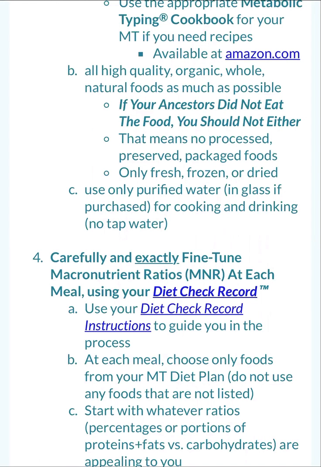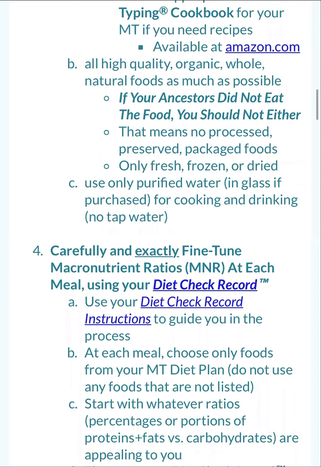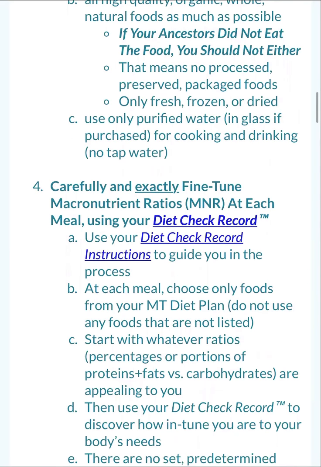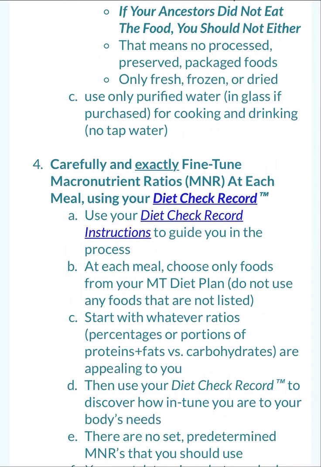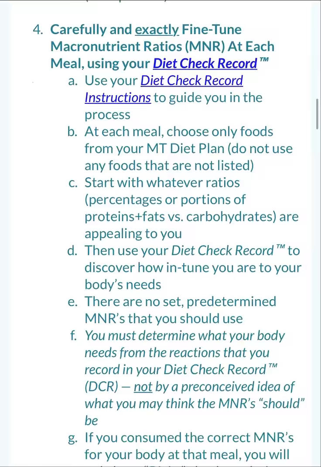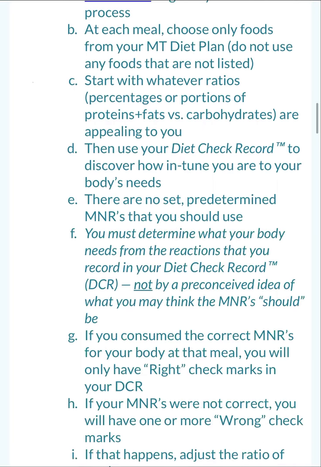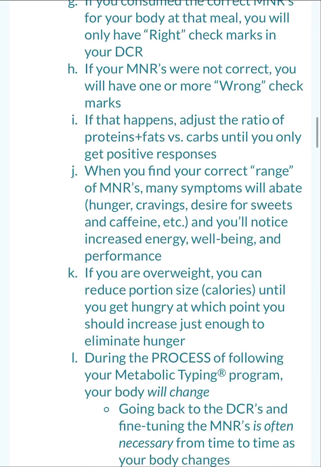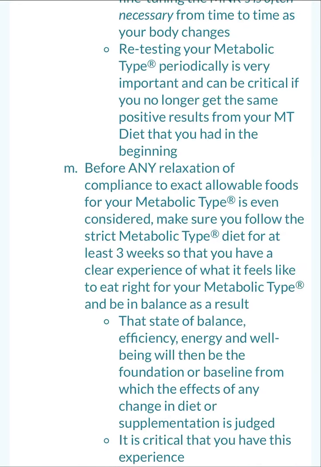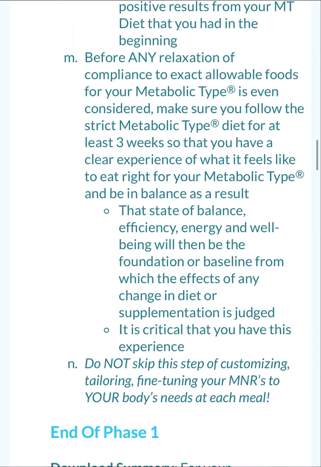So you've read up to the introduction, you have gone shopping, or you've looked at the list of foods that you should have. And then the next part of phase 1 is carefully and exactly fine-tuning your macronutrient ratios at each meal. What does that mean? It's actually super, super easy, okay? I'm not going to go through all these little points, but they're simple, you guys. So look, that's it. We're at the end of phase 1.